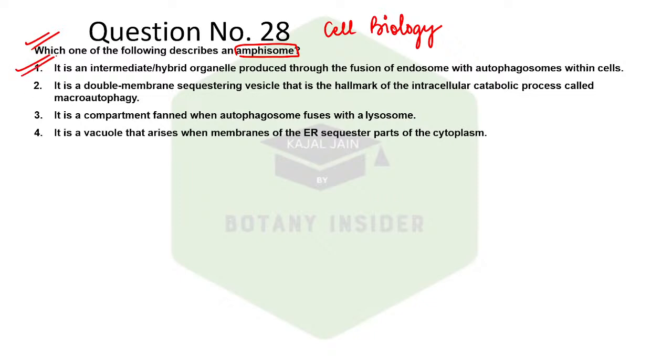The first option is that it is an intermediate hybrid organelle produced through the fusion of endosomes with autophagosomes within the cells. Then, it is a double membrane sesquipedal vesicle, a hallmark for the intracellular catabolic process known as macroautophagy. Then, it is a compartment formed when autophagosomes fuse with a lysosome. Last, it is a vacuole that arises when the membranes of the ER sequester parts of the cytoplasm.